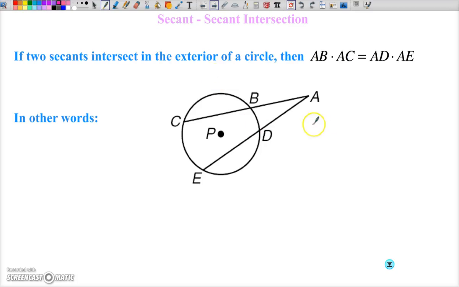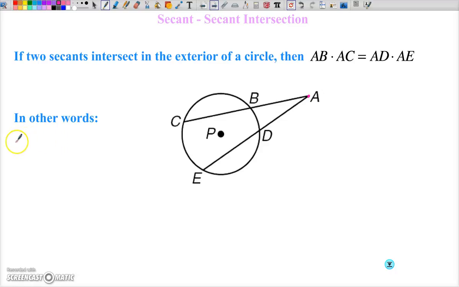The next type of intersection we have is secant-secant. For this one, you'll notice that they're coming from the outside. Remember, a secant extends, so it's like a chord, only it's longer. It's going to go all the way to the outside. And they have this common meeting point right here at A. So what you're going to do is take your outside, AB, and multiply it by AC, which is the whole thing. And then AD, the outside, times AE, which is the whole thing.